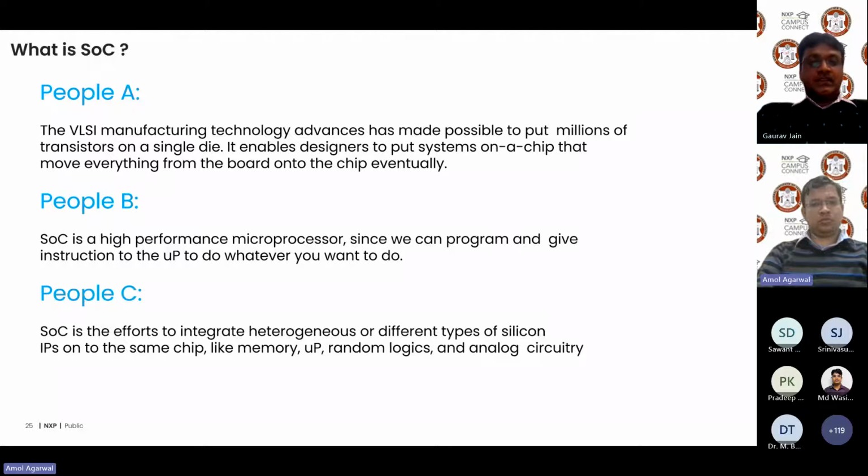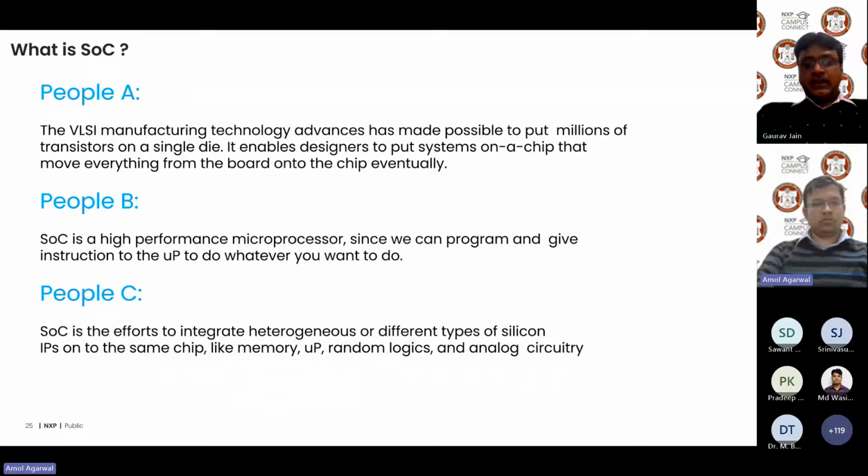And then there is another set of people who say SoC is the effort to integrate heterogeneous, or different types of, silicon IPs on the same chip, like memories or microprocessors and the various logic in the design, including the analog circuitry.